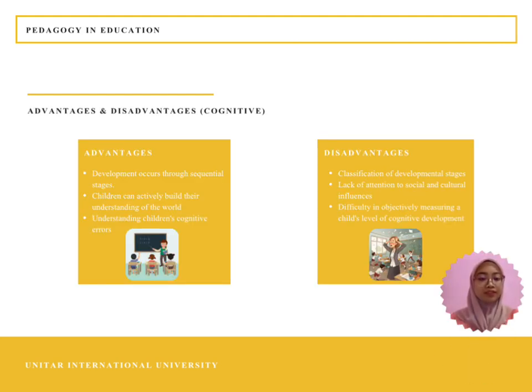This theory gives advantages and disadvantages for teachers and students. The first advantage is that development occurs through sequential stages. Jean Piaget had four different levels of cognitive development, and each level has a different type of cognitive ability.